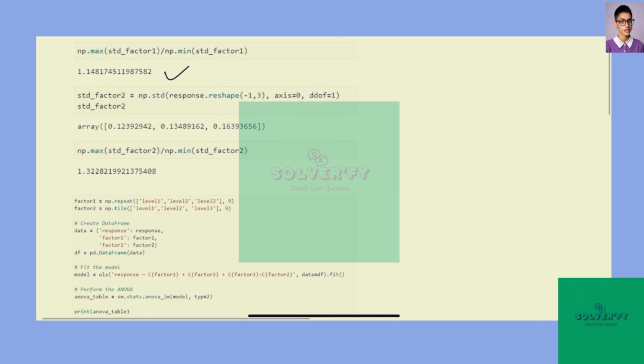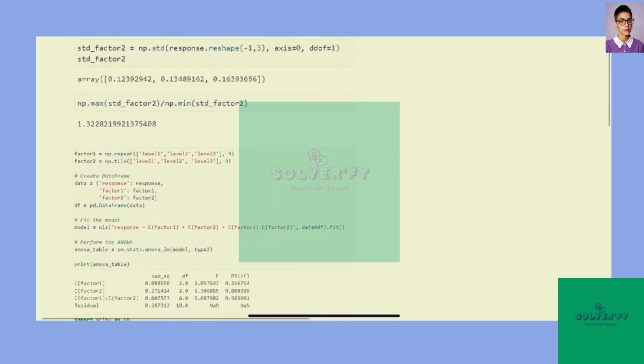Now you can do the same thing for factor B, which is the stimulus, and we have the ratio of 1.32, which is less than 2, so we verified the requirement of equal population variances.